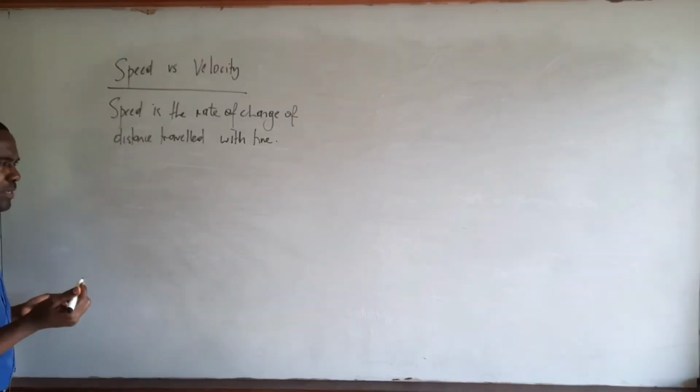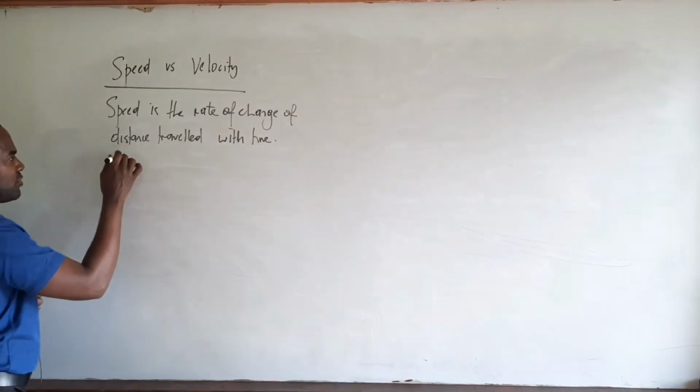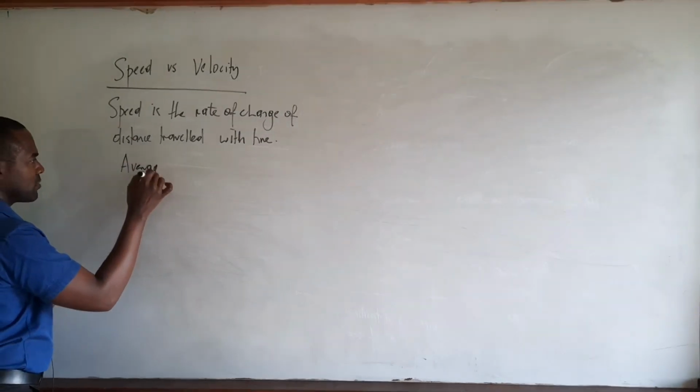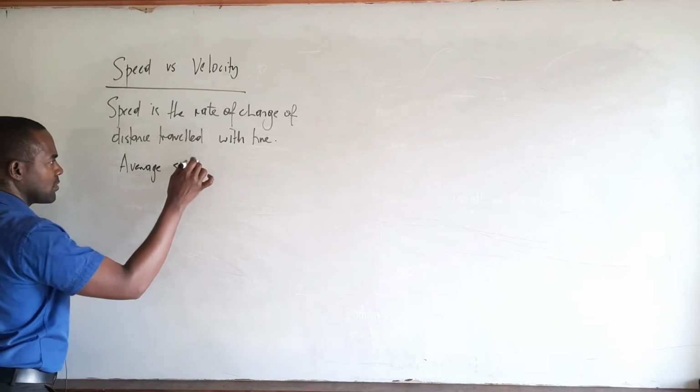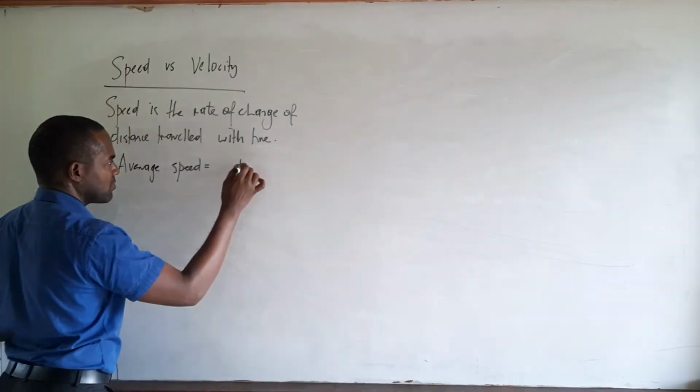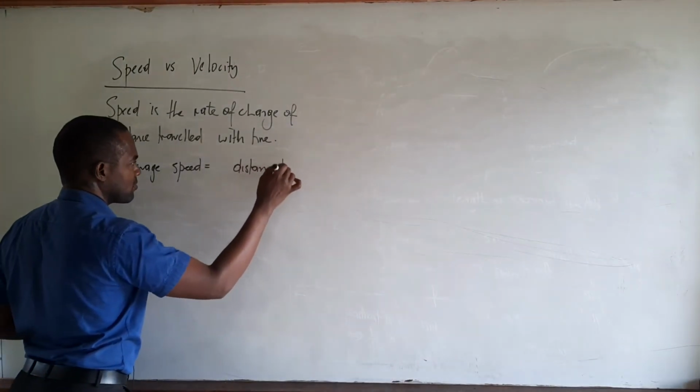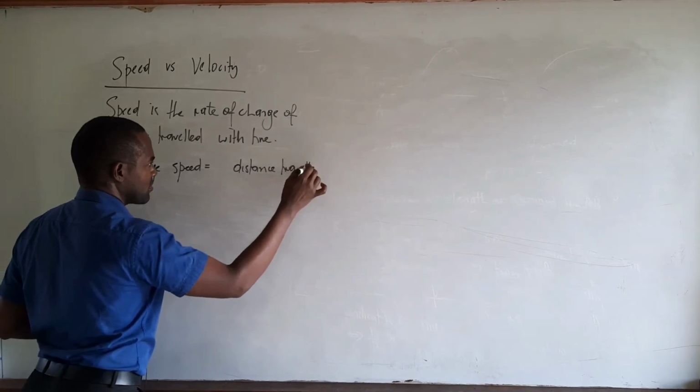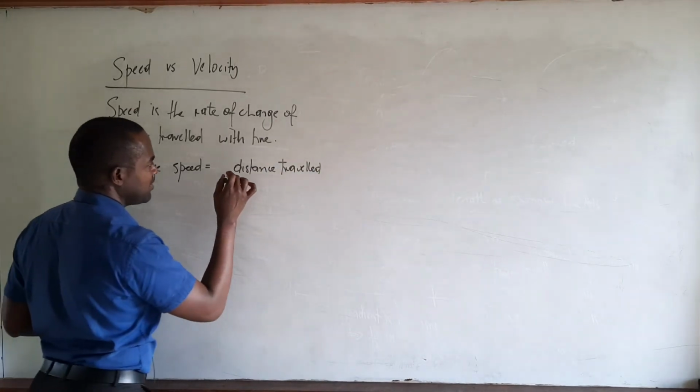So speed is the rate of change of distance traveled with time. And to calculate speed or average speed, we say average speed is equal to distance traveled over time taken.